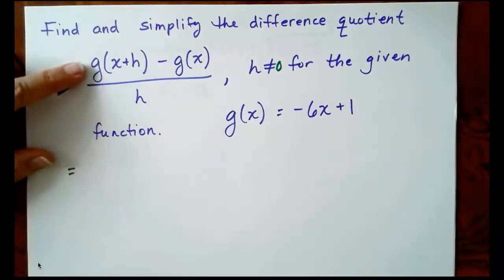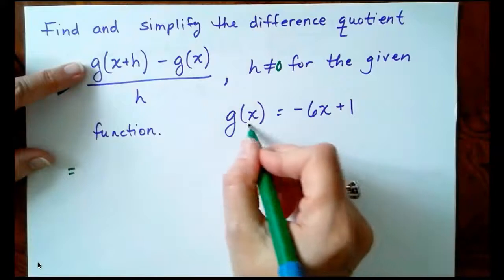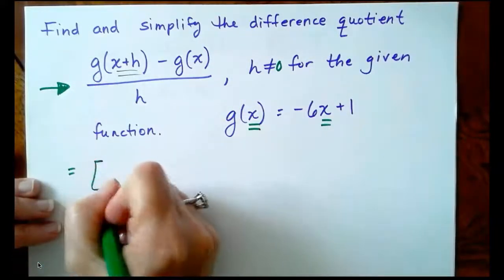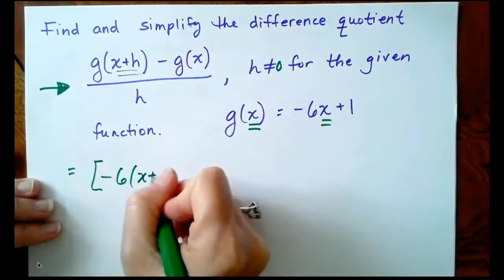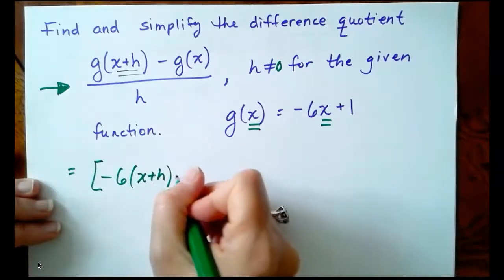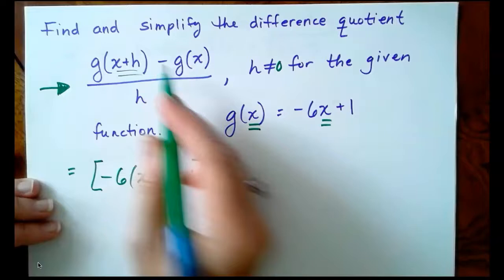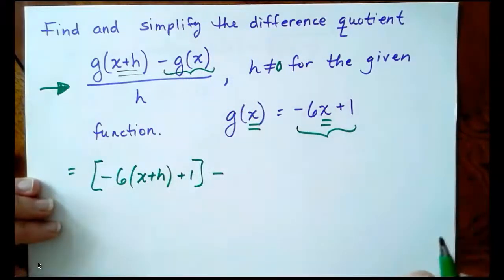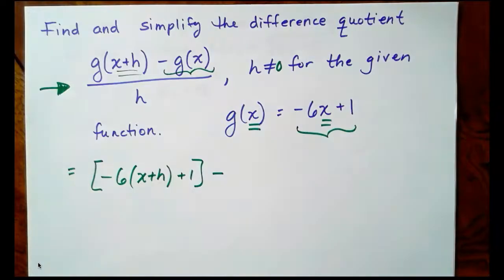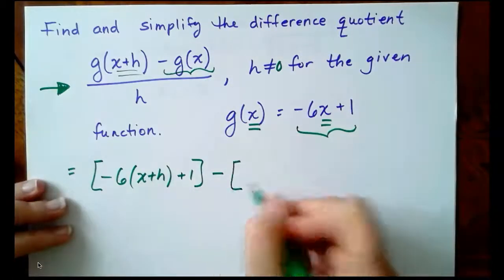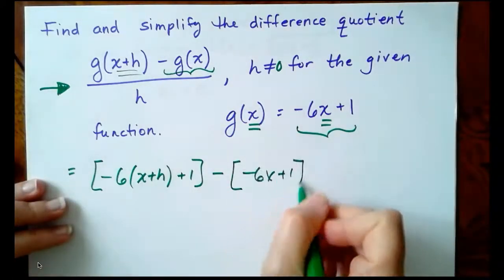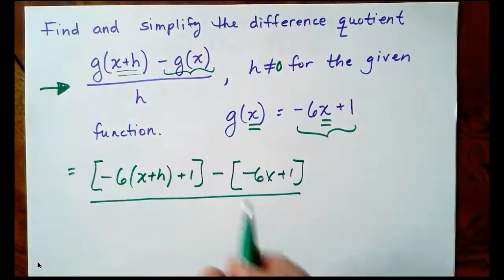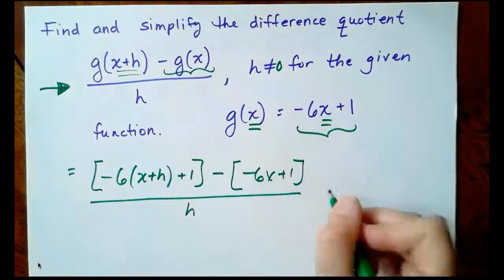So first thing we want, g of x plus h. Wherever we see x, we are plugging in x plus h. Let's do it. So negative 6 times x plus h, plus 1. Okay, minus g of x. So all of g of x is going in for g of x. This is all about substitution and following directives. So minus, negative 6x plus 1. Note I'm using brackets here because this is a good time to use grouping symbols. Of course, this is all over h.